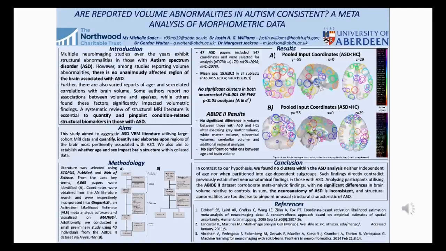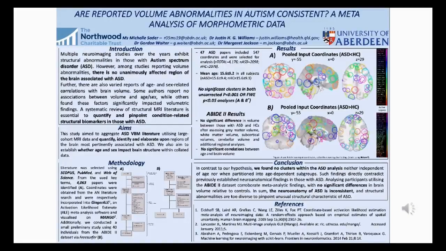Mean age was uniform across case-control populations at about 15.6 years of age. When analyzing brain volume, however, we identified no significant clusters associated with autism, neither independent of age nor when partitioned into age subgroups. A lack of findings highly contrasts expected findings when observing the initial input coordinates using Python.